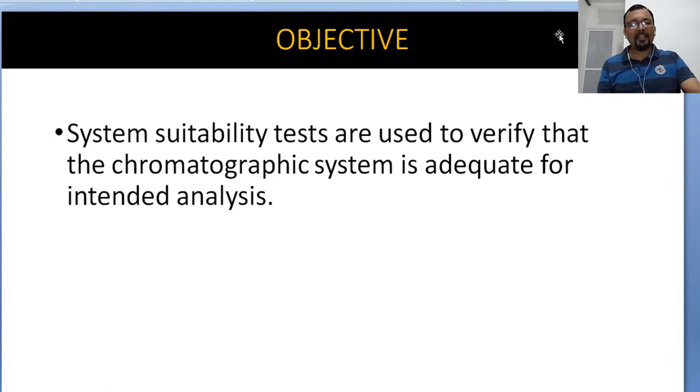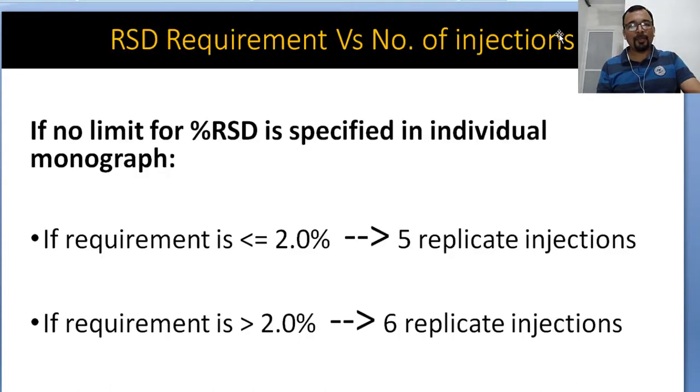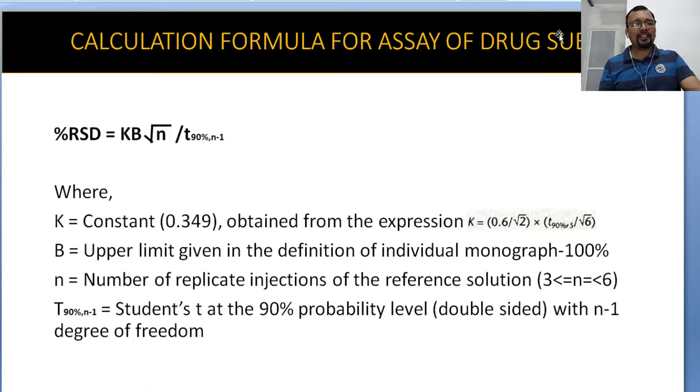So now let us understand what is the requirement of number of injections and the percent RSD. Let us assume the percent RSD limit is not specified in a monograph. In that case, if the requirement is percent RSD value shall be less than or equal to 2%, then you should inject 5 replicate standard solutions. And if the requirement is more than 2%, then you can think of injecting around 6 replicate injections of the standard solutions.